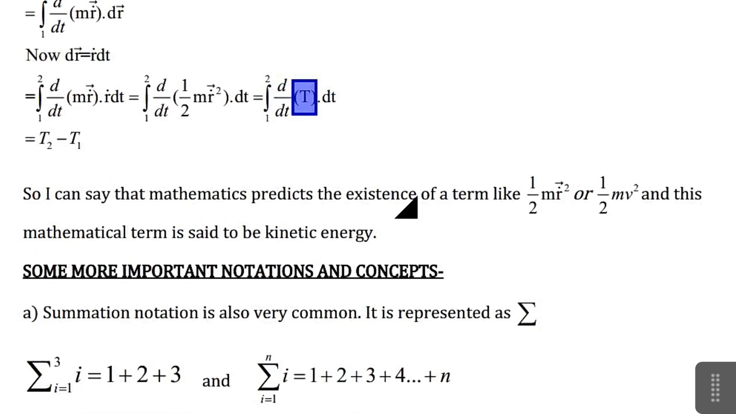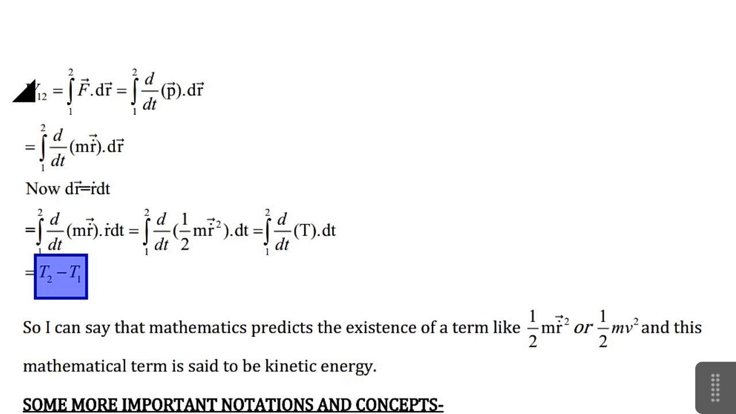So what do you get now? You get T2 minus T1. So what is the meaning of T2 minus T1? It means if you do work and you move an object from 1 to 2, then the object gains a certain amount of kinetic energy, and that change is the final kinetic energy minus the initial.